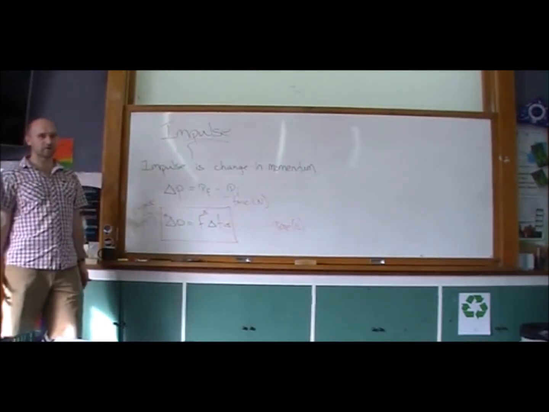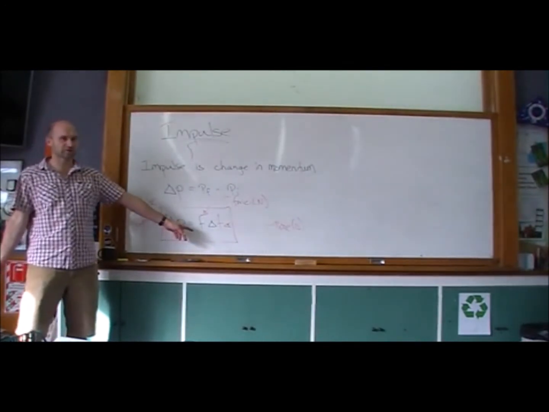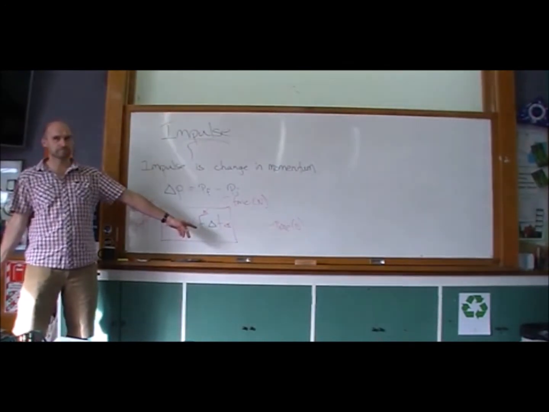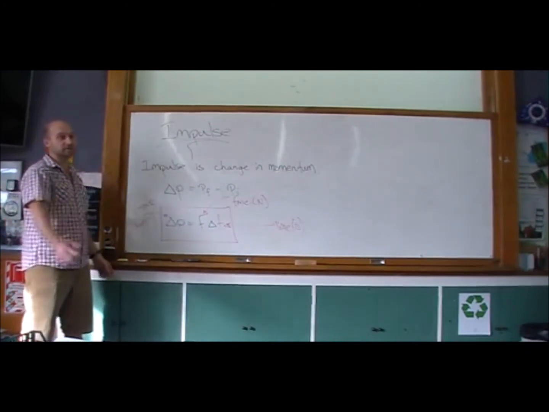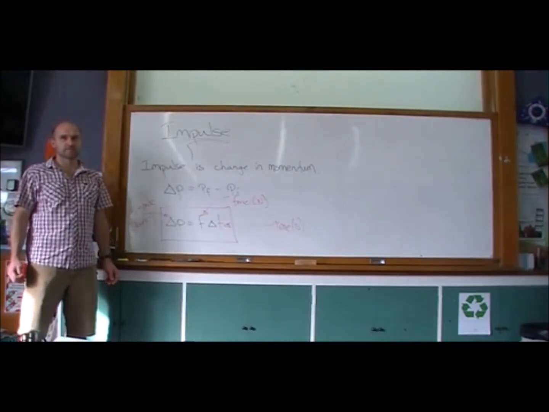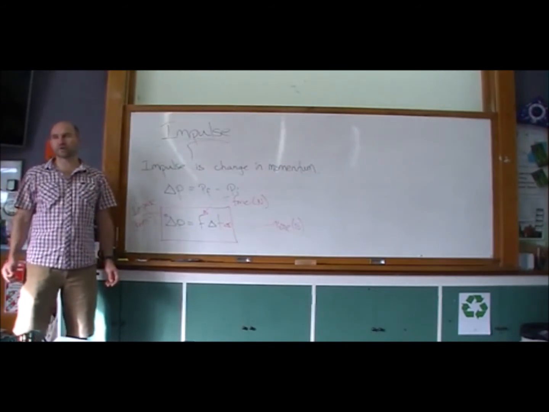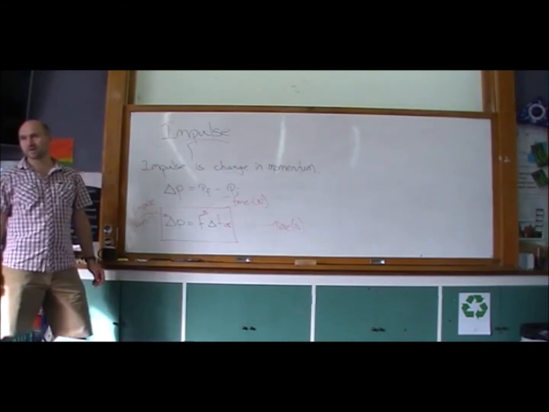Who's got an example of a technology that increases the duration of a collision? Crumple zone in a car. Gloves. Wearing gloves if you're catching a ball. What else? Would springs work? Football boots. What do they do? They've got some cushioning in them. Maybe trampoline.